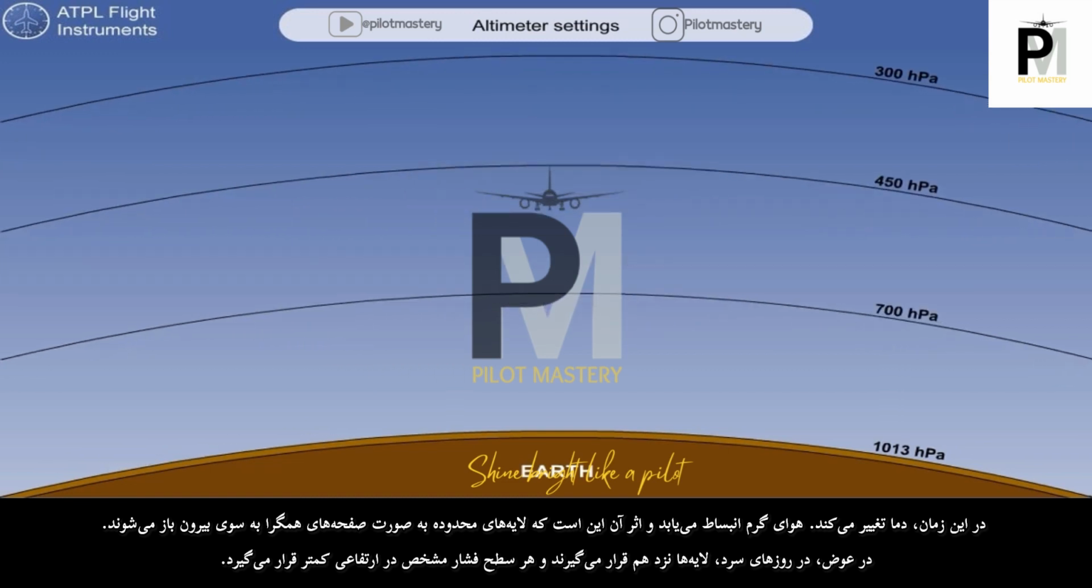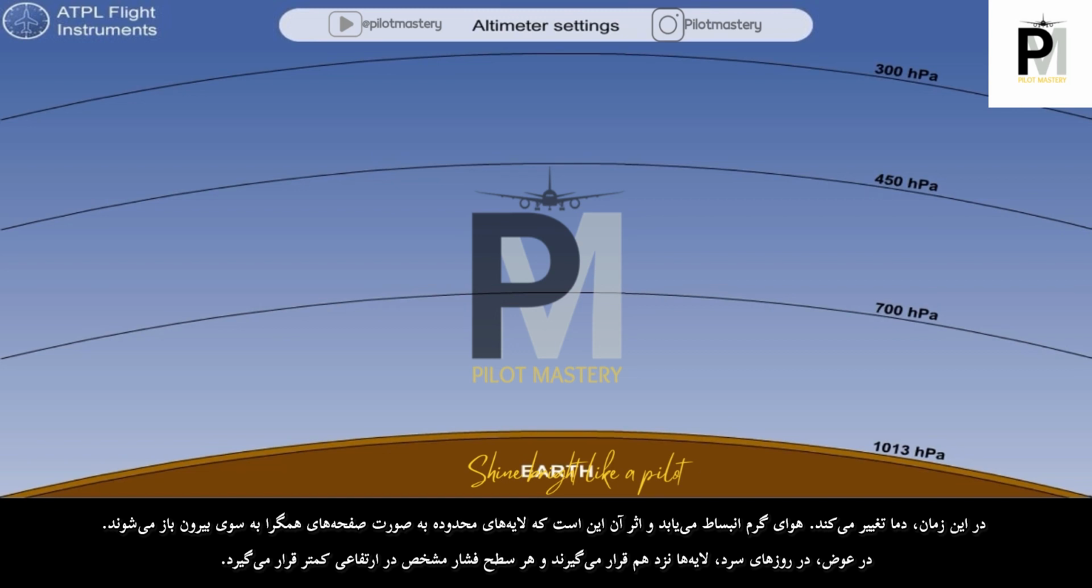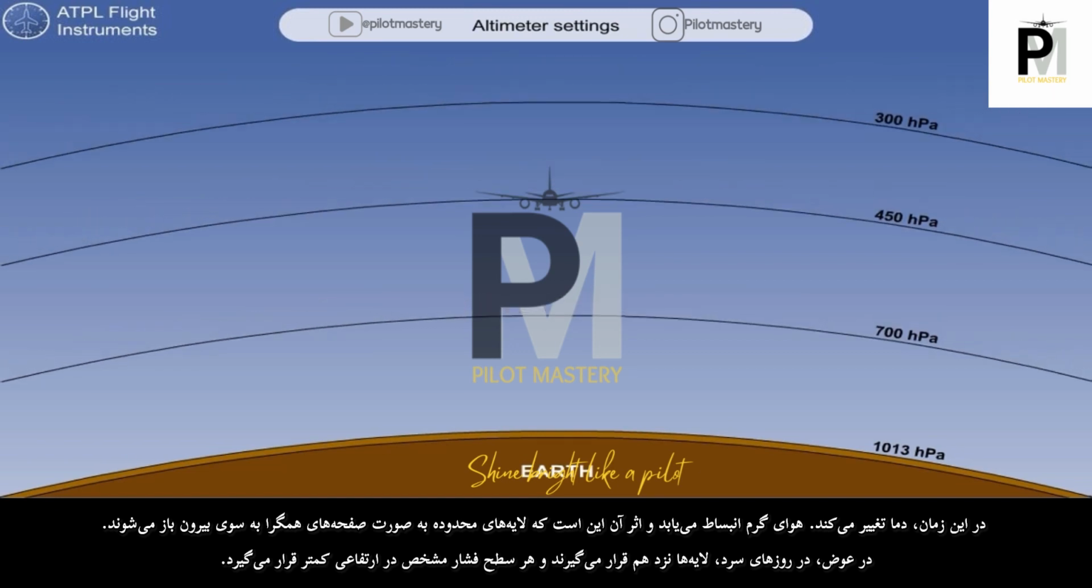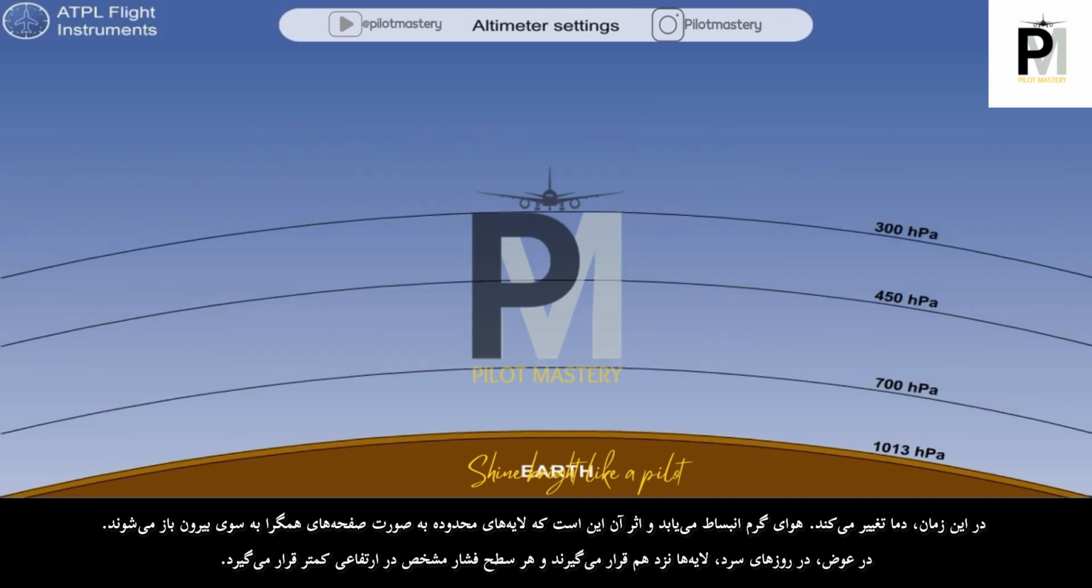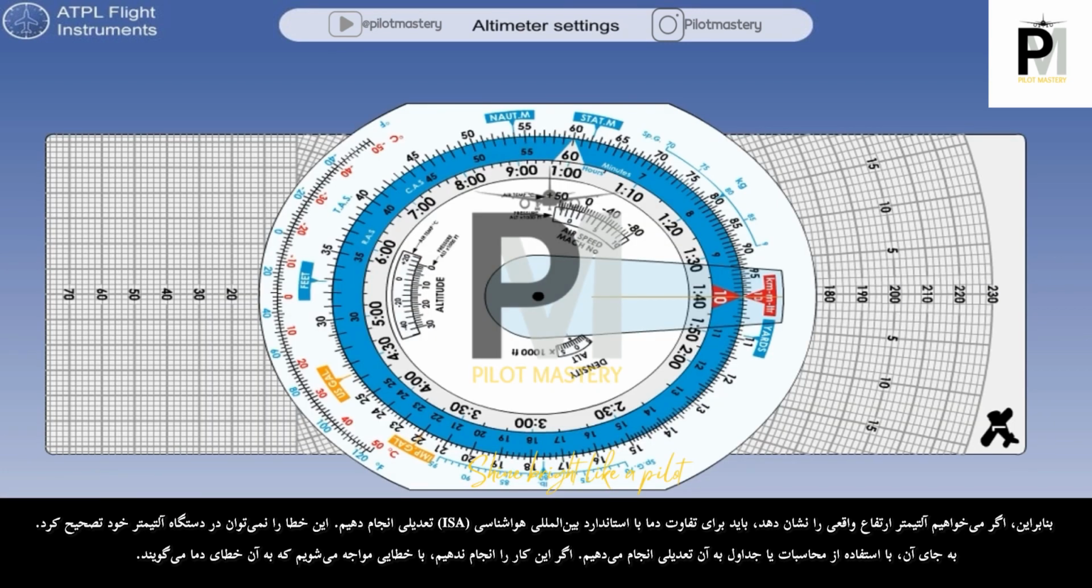Warm air will expand, and the effect is that the contour layers concertina outwards. Alternatively, on a cold day, the layers close together, and any given pressure level is found at a lower altitude. Therefore, if we wish our altimeter to indicate true altitude, we must make an allowance for the temperature difference from ISA. This error cannot be corrected on the instrument itself. We allow for it by using calculations or tables. If we fail to do so, we have an error, which is given the name temperature error.